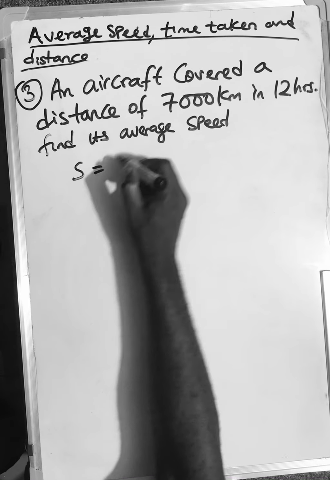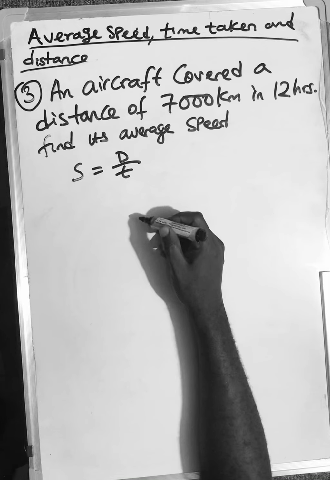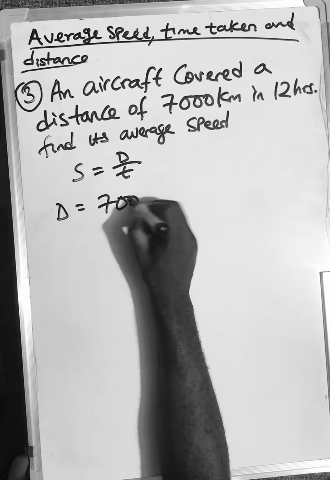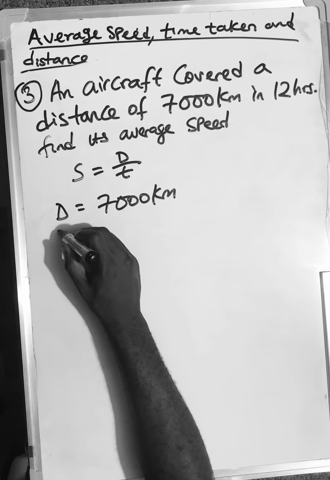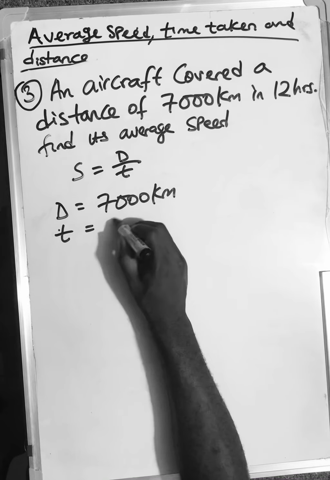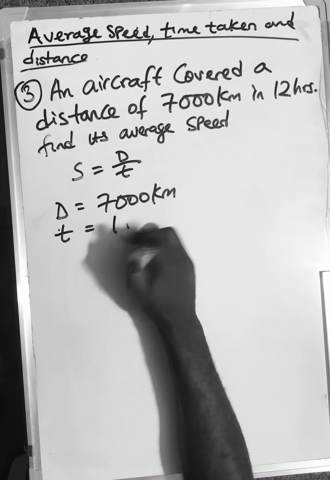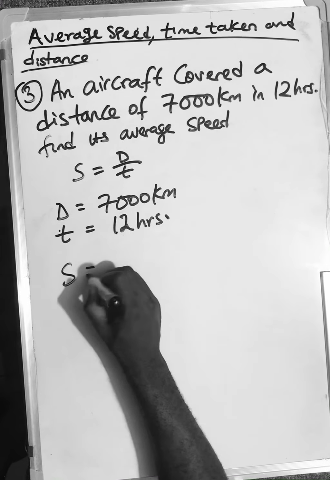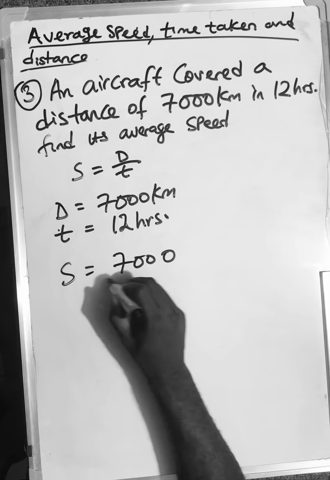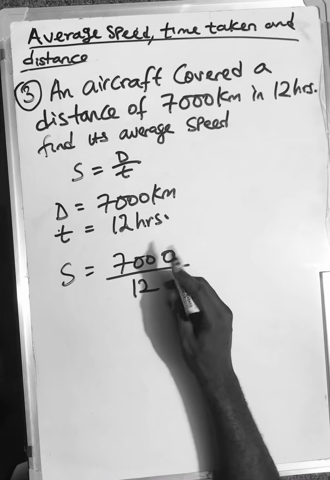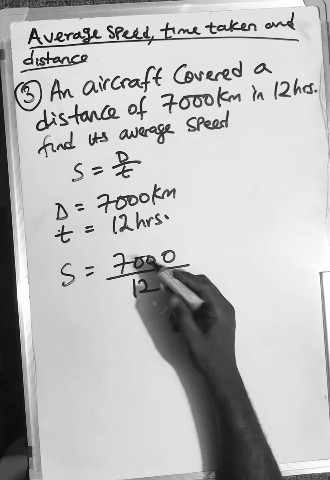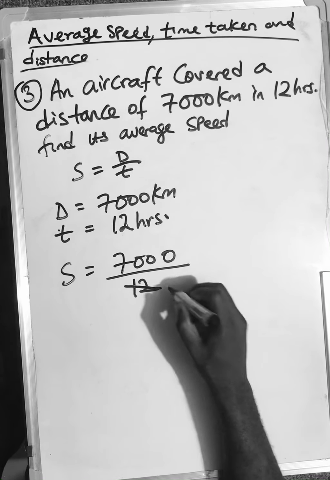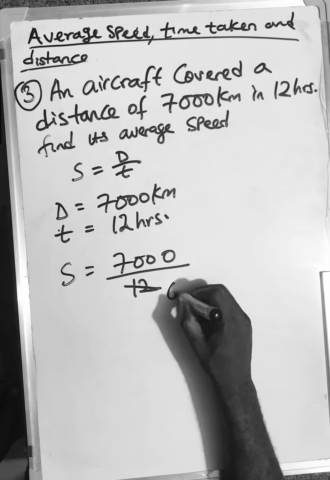First of all, write the formula: distance over time taken, which is the formula for speed. So the distance is 7,000 kilometers and the time taken is 12 hours. So the average speed is 7,000 all over 12. I'll reduce to lowest terms, so 2 can divide 7,000 and 12. 2 divides 12 is 6.